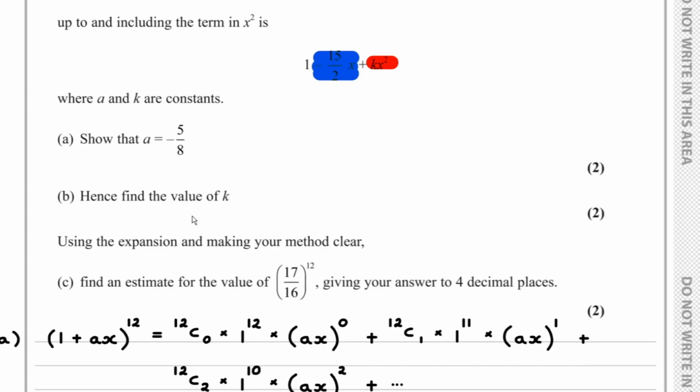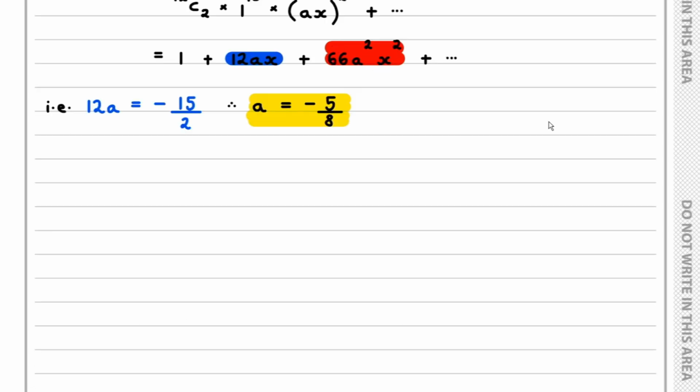Part B, hence find the value of k. Well, to find the value of k, we have to consider the coefficient of x squared, which is k. And we know that the coefficient of x squared is 66a squared. And we know what a is, that's negative 5 over 8. So for part B, we have 66a squared equals k. So k will equal 66 multiplied by a, which is negative 5 over 8, squared.